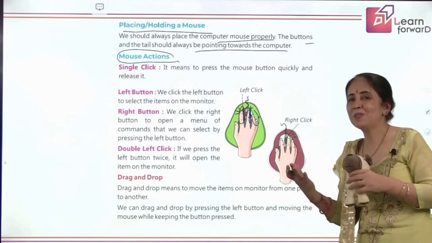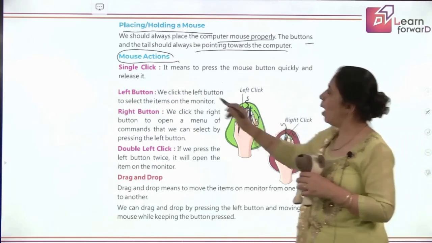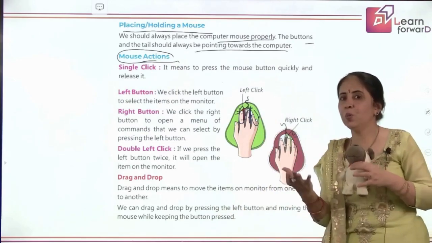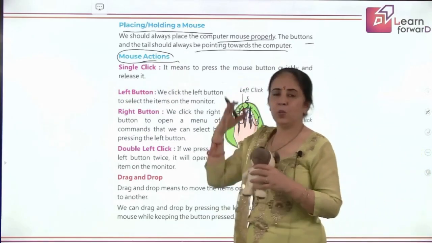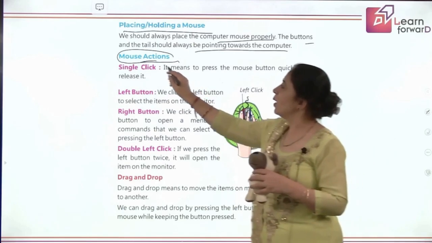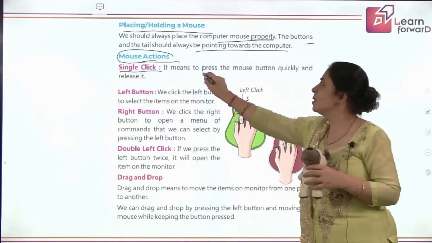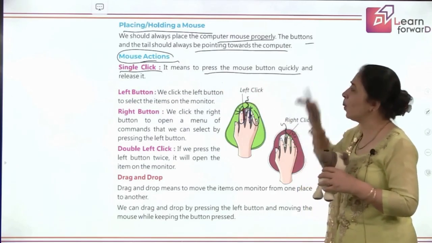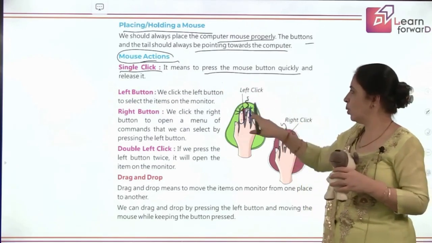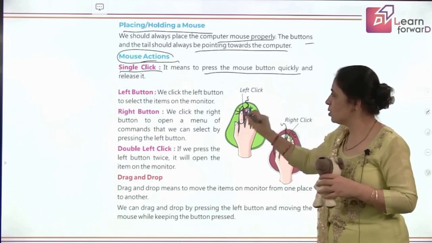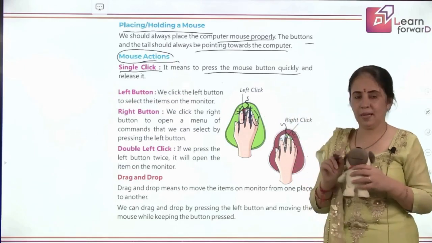Okay. Now how to use the mouse? What are the different actions we actually do on the mouse in order to get the work done? So first, very important click is single click. So single click is, you press the button quickly and release it. So you are clicking like here I am showing you. You are clicking the left button and you just release it. That's called the single click.